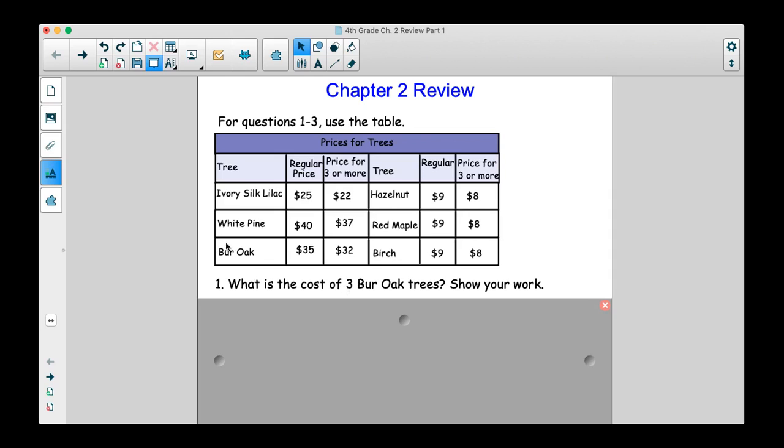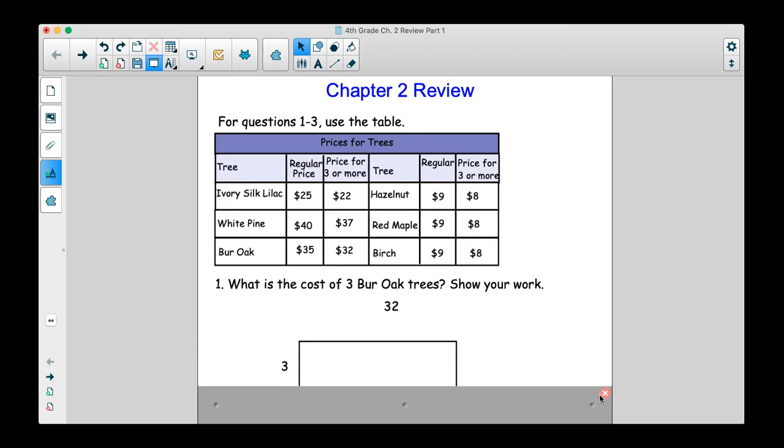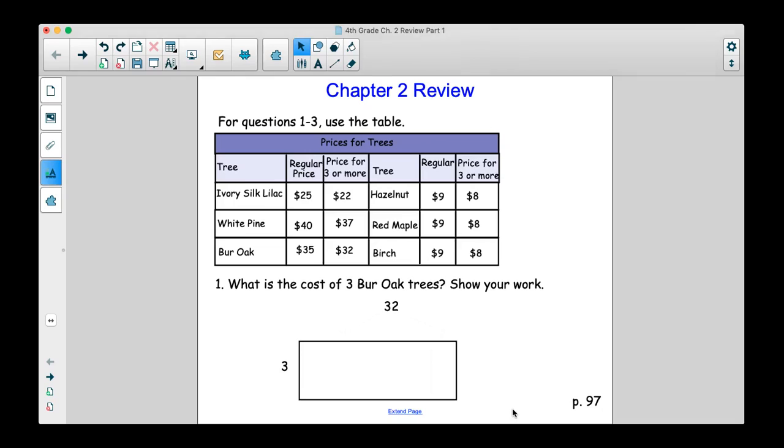Okay, so we're going to go over to the bur oak, and here's the regular price. But remember, there's a discount for each tree when you buy 3 or more. So because they're buying 3 or more, each of the 3 trees will cost $32. So we are trying to solve 32 times 3. That's not as friendly for me to do as 30 times 3 in my head. So I'm going to do 30 times 3, and then 2 times 3.